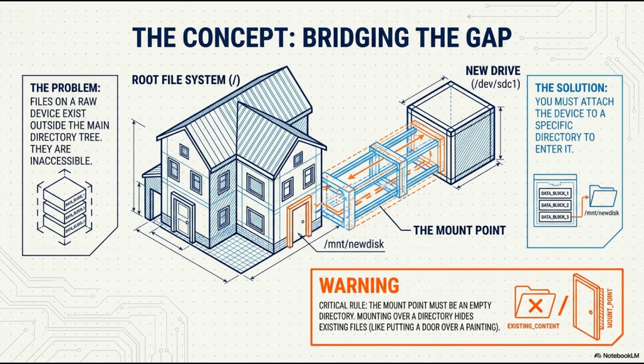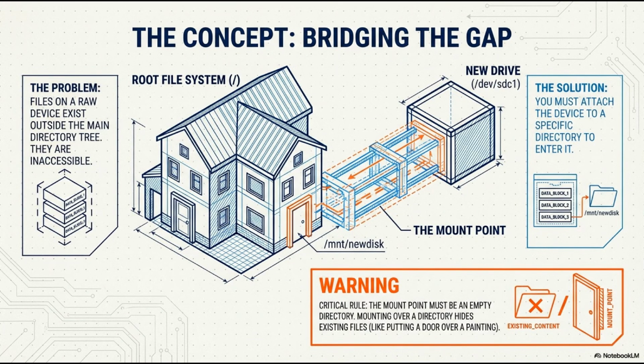Okay, so look at the diagram on slide 2. It's basically a split screen. On the left, you've got this drawing of a house. And this house, that's your root file system. Everything from the forward slash on down has rooms: bin, home, var. It's a fully furnished, functional living space. Got it. I'm with you.